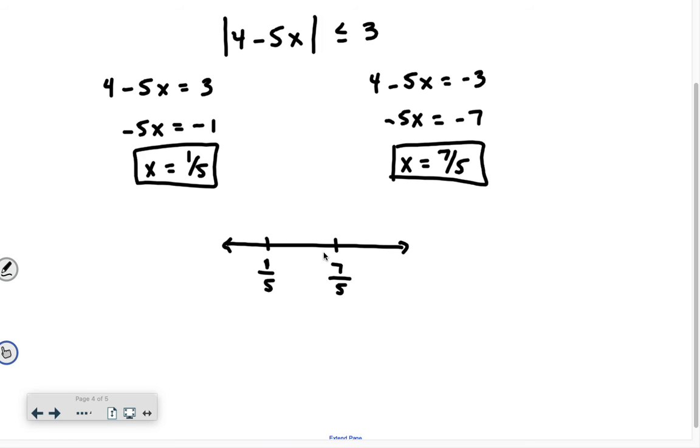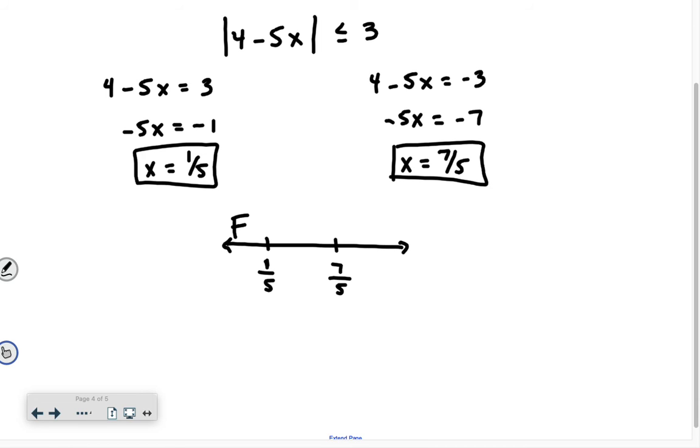For example, let's take 0. Let's plug it in. If I take 0, I get 0 in this. Negative 5 times 0 is nothing. So we end up with 4. Absolute value of that is 4. Is 4 less than or equal to 3? Nope. This is false. Therefore, that is not going to be part of our final answer.